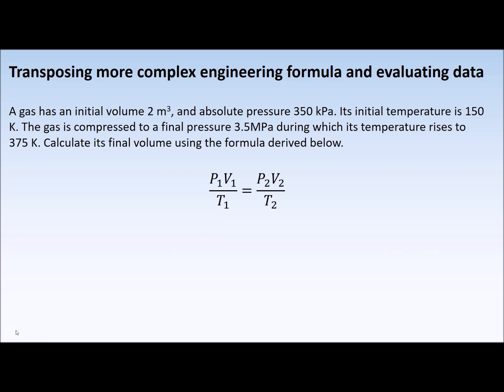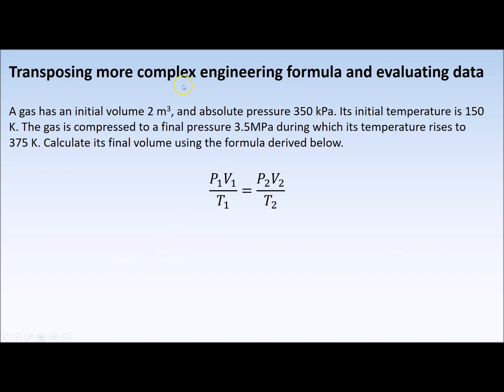A gas has an initial volume of 2 meters cubed and an absolute pressure of 350 kilopascals. Its initial temperature is 150 Kelvin. The gas is compressed to a final pressure of 3.5 megapascals, during which its temperature rises to 375 Kelvin. Calculate its final volume using the formula derived below.